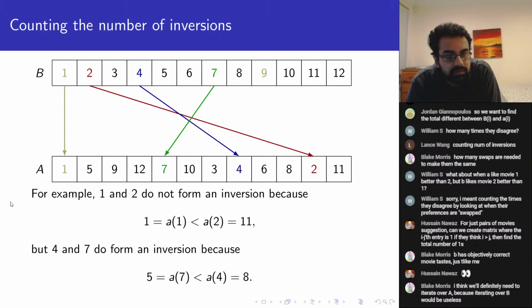So this is what we're going to do. We're going to go over all pairs of movies, and we're going to count how many pairs are out of order, like 4 and 7 here, rather than like 1 and 2. Make sense?